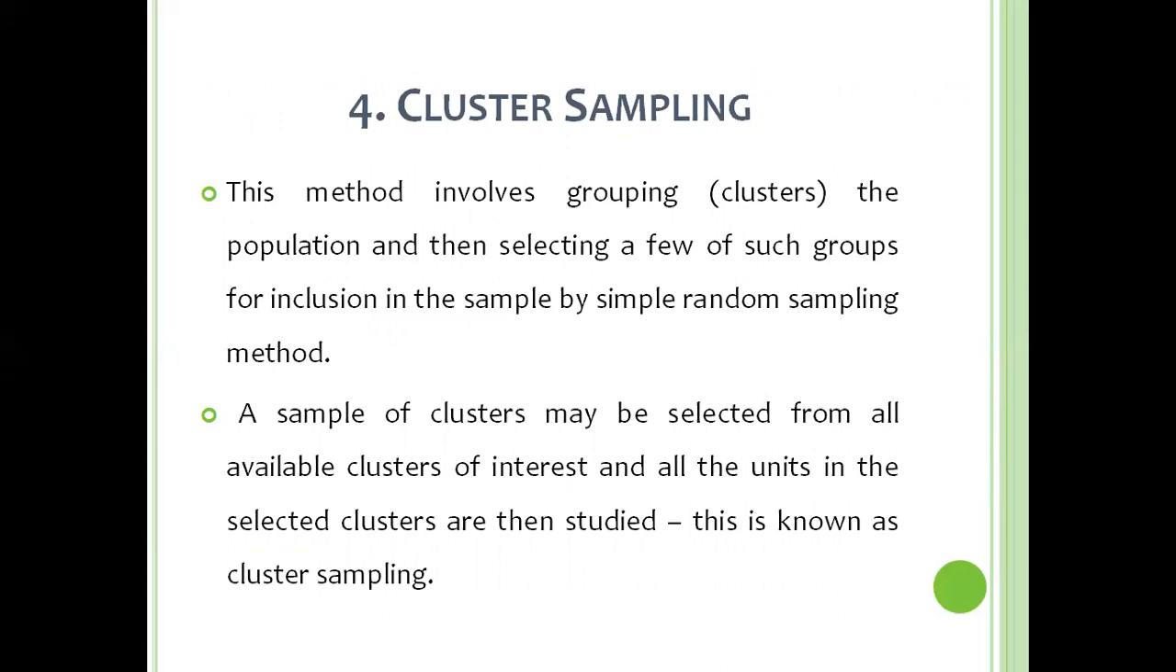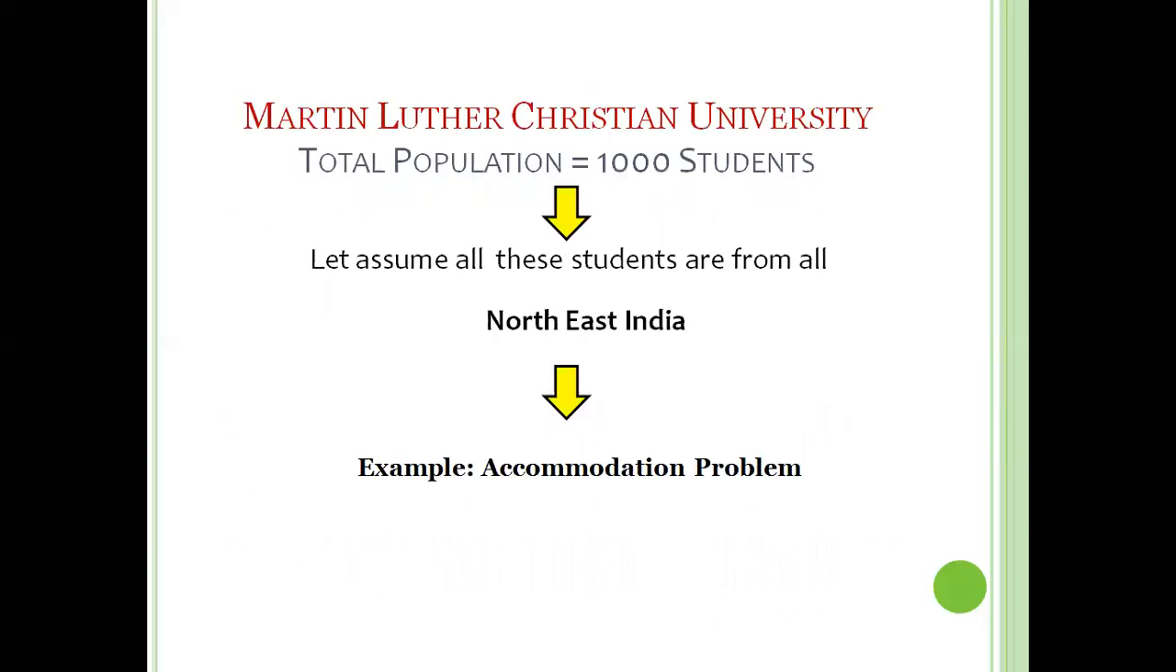So now to understand this, let's assume that in Martin Luther Christian University, the total number of students pursuing studies in this university is 1,000. Let's just assume it's hypothetical. All these 1,000 students are from different corners of Northeast India. We want to carry out a study in relation to the accommodation problem faced by the students, with respect to house rent, or the distance from the university, or the expensiveness of the house rent and all that.